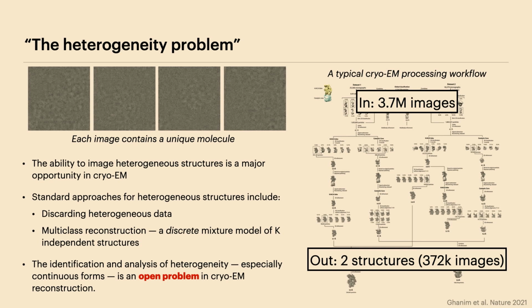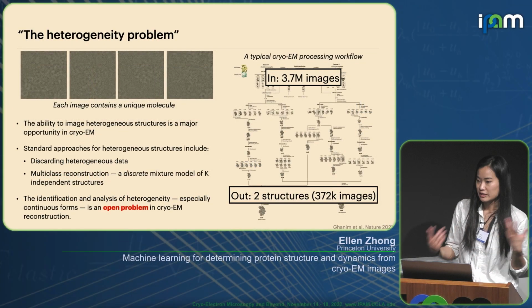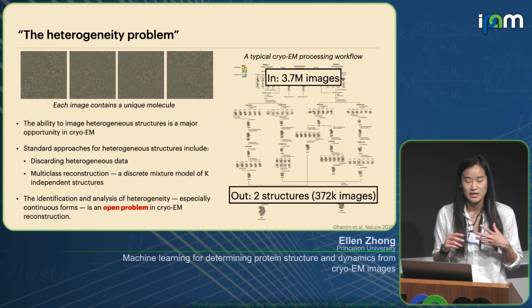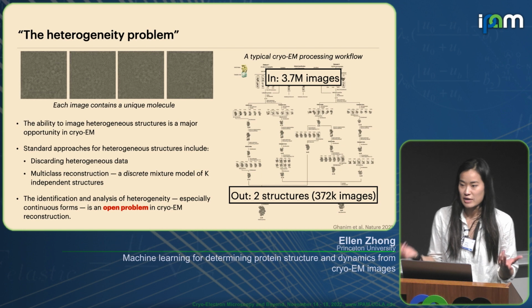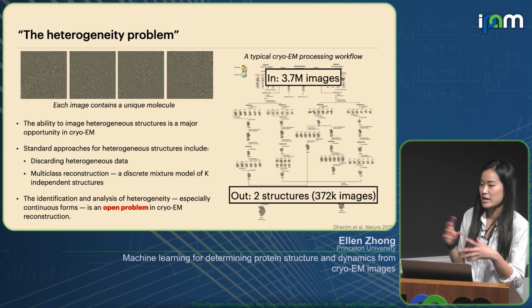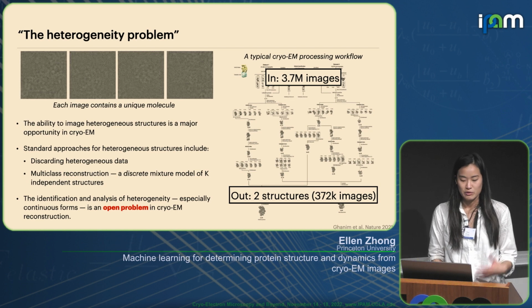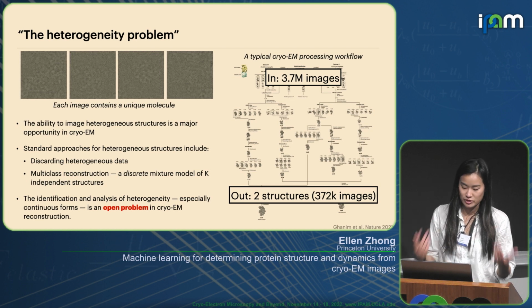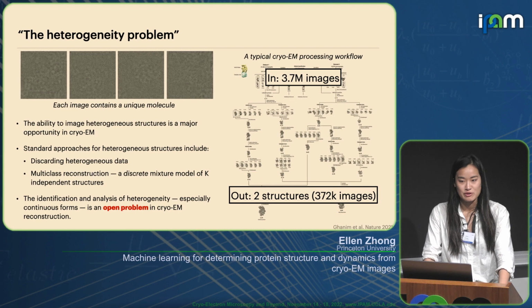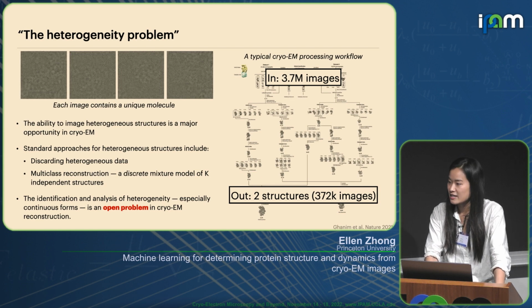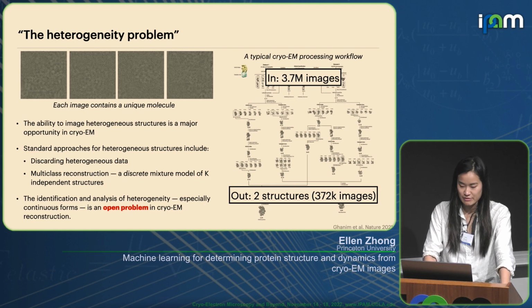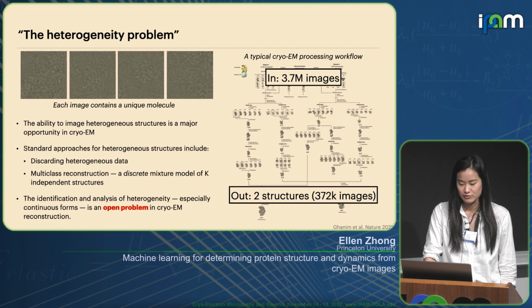So the identification and analysis of heterogeneity, especially continuous forms, is an open problem in cryo-EM. In this discrete 3D classification approach, you need discrete initializations, and it might work well if you only have a few independent structures in your sample, but you don't know this a priori. So we would like to develop more advanced forms of modeling image formation and conformational heterogeneity to be able to reconstruct continuous, complex distributions of structures.